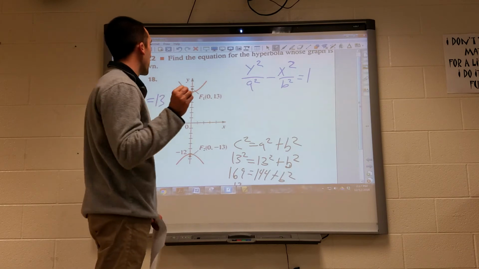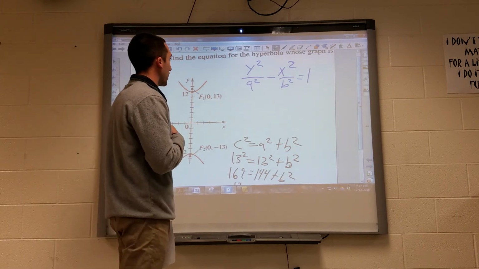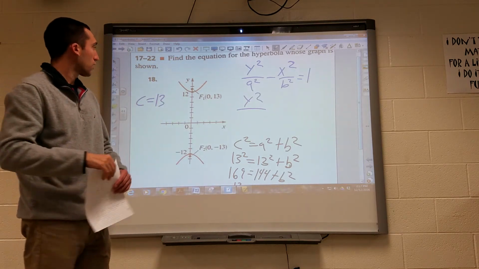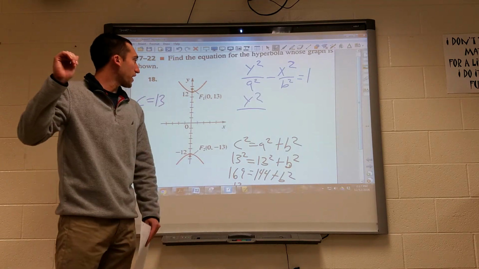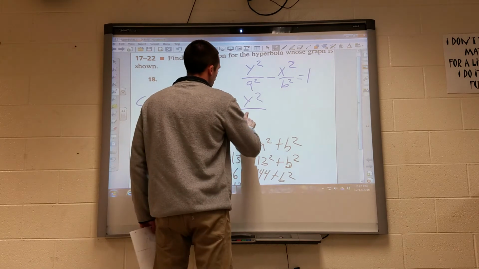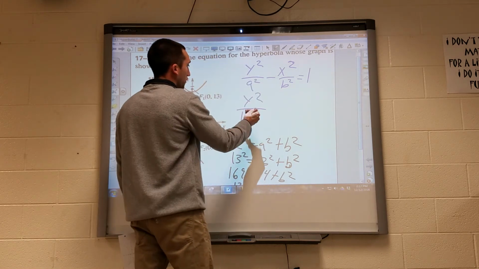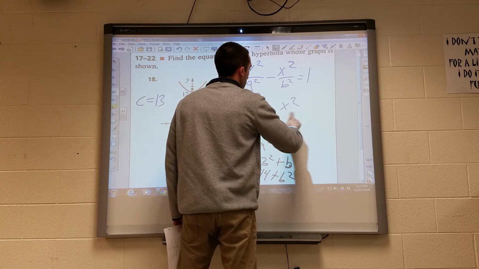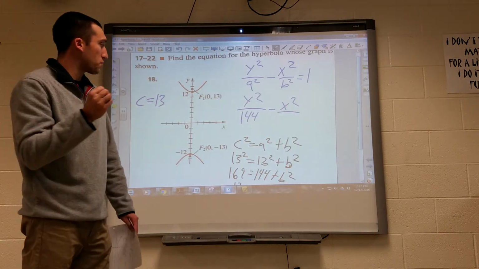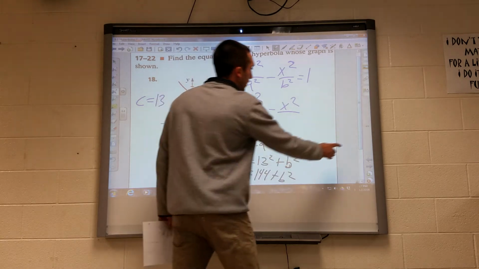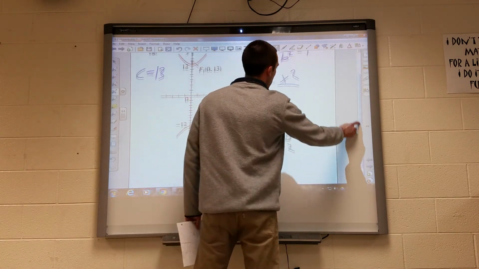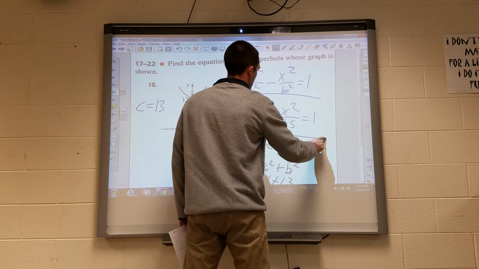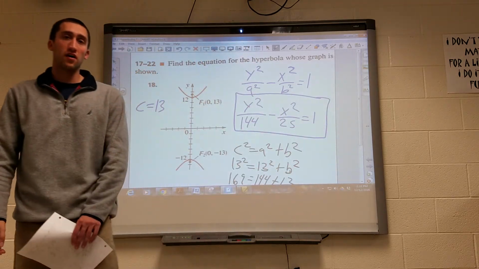So now we know what b squared is equal to. I can go ahead and write my actual equation for this graph. I know it's going to be y squared over my a squared, because it goes through my vertex. My vertex was 12, so that's 144, because a squared is what I'm looking for. I'm not just looking for a. Minus x squared over b squared. Okay, b squared I found to be 25, and that's equal to 1. So that's the equation of the given graph.